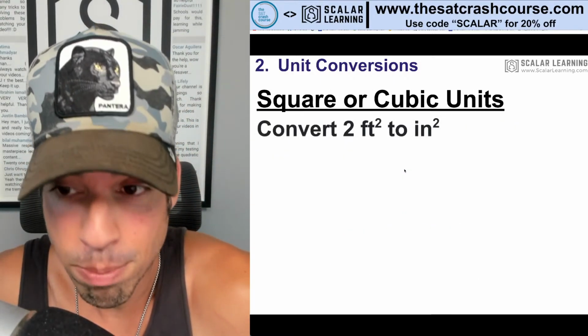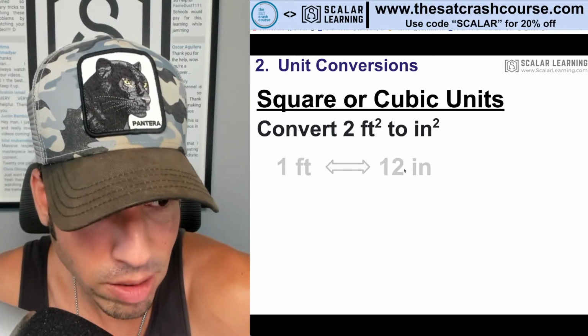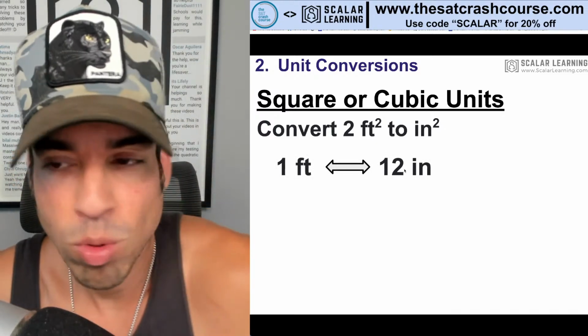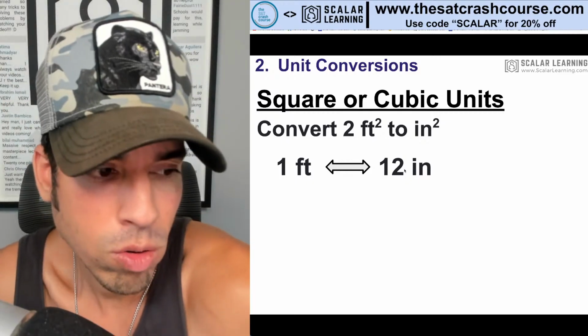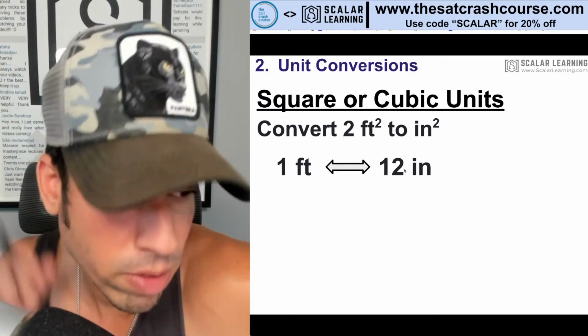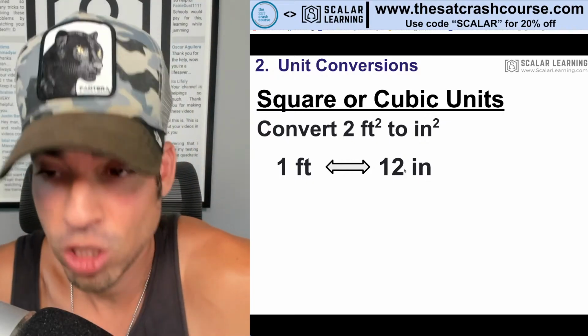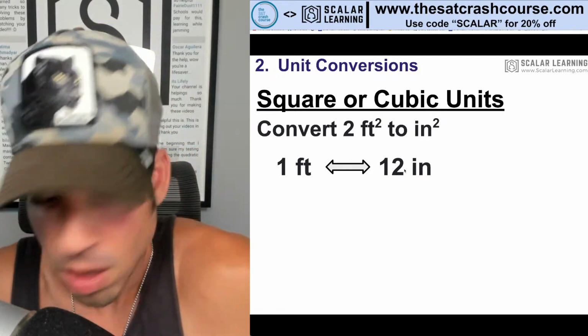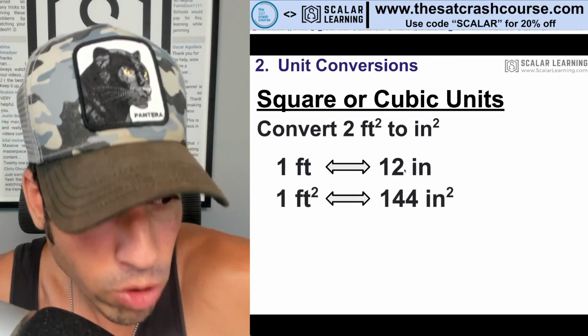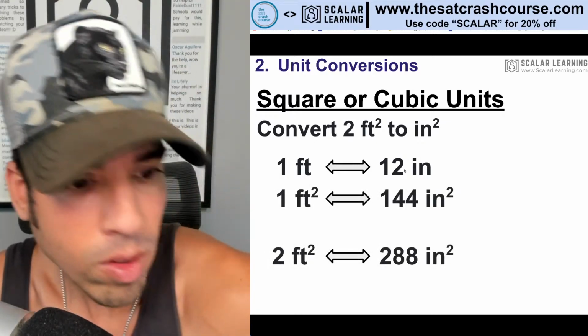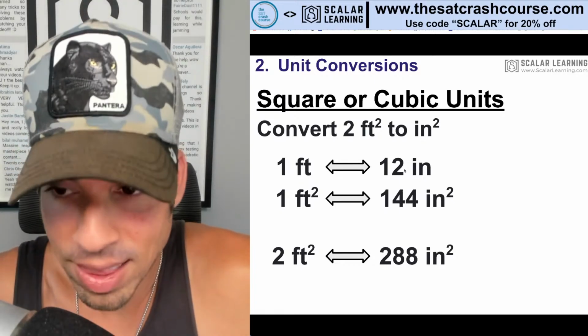This is a very important one because I see them testing this on the practice test. What about 2 feet squared to inches squared? So you might say, well, I know a foot is 12 inches, so 2 square feet is just 12 square inches. Done, not done. So when you're doing this conversion, you need to first look at the length conversion.